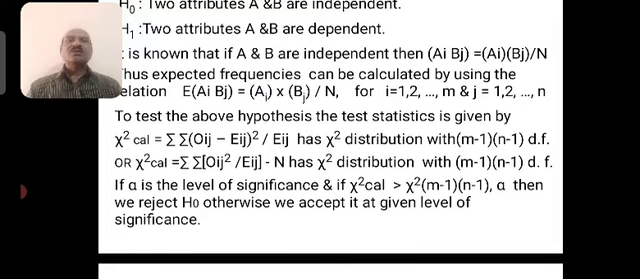If you simplify this square, that is (Oij minus Eij) whole square, then we get the relation: chi-square calculated is the double summation over i and j of Oij square divided by Eij, minus the total frequency capital N. It has the chi-square distribution with (m minus 1) into (n minus 1) degrees of freedom. If alpha is the level of significance and chi-square calculated is greater than chi-square with (m minus 1)(n minus 1) degrees at alpha, then we reject H0. Otherwise, we accept it at the given level of significance.